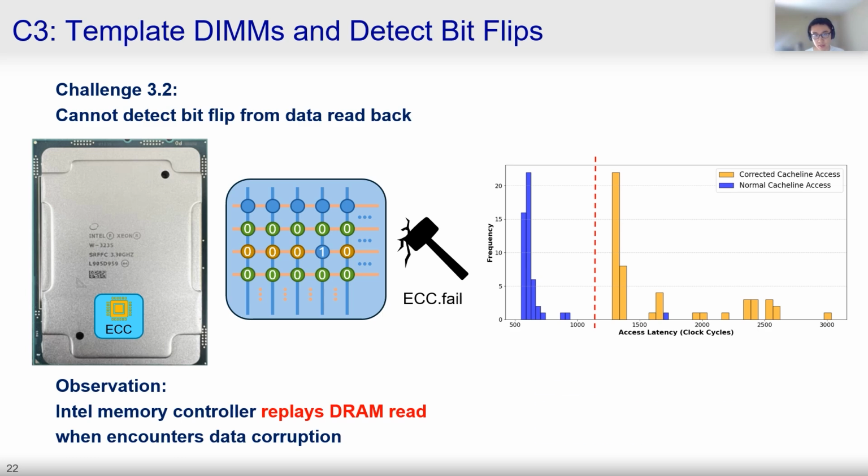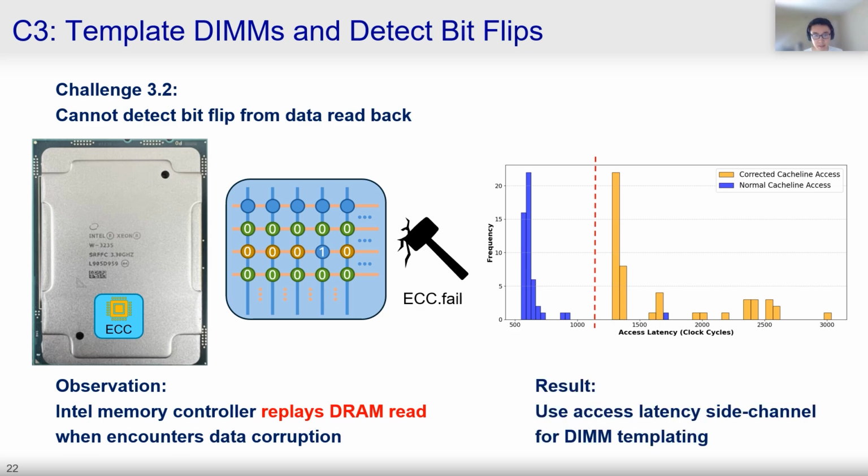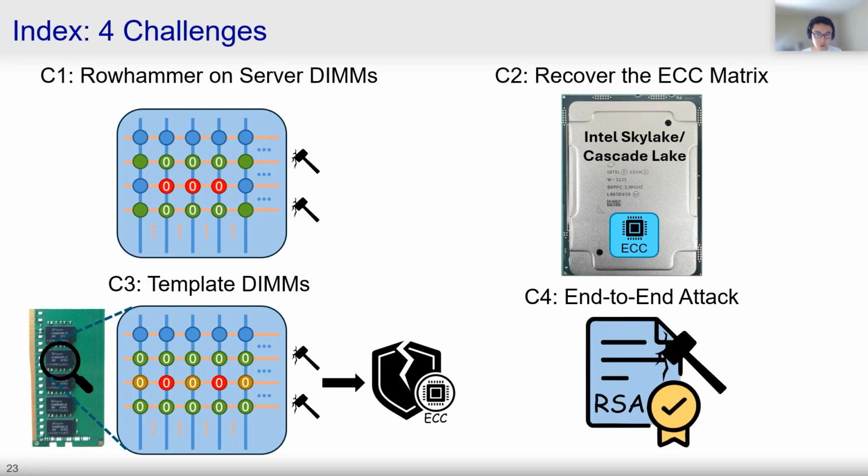In this way, we can have an access latency side channel to detect whether a bit is flipped or not. Now, our last challenge is to build a practical end-to-end attack.